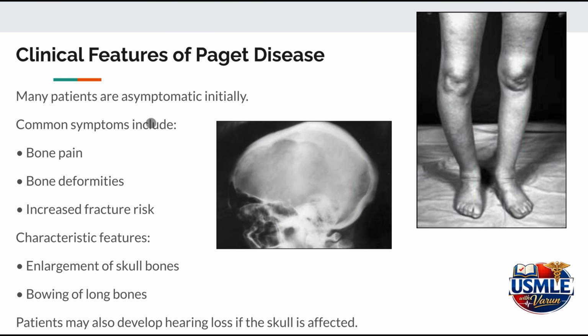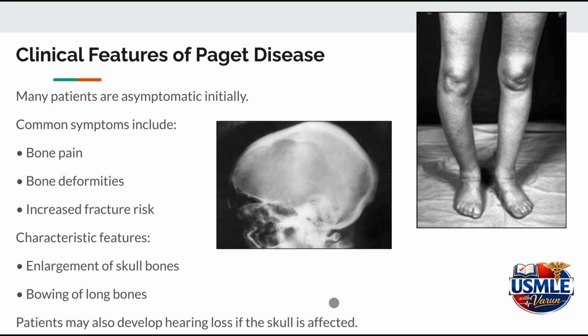Many patients with Paget disease are initially asymptomatic. When symptoms occur, they often include bone pain and deformities. One common finding is enlargement of the skull, which may lead to hearing loss because of compression of the nearby nerves. Enlargement of the skull leads to compression of the nearby nerves, and this compression would eventually lead to hearing loss.